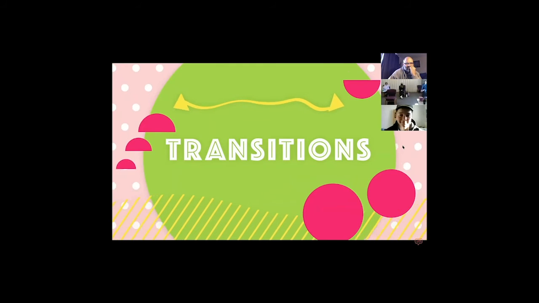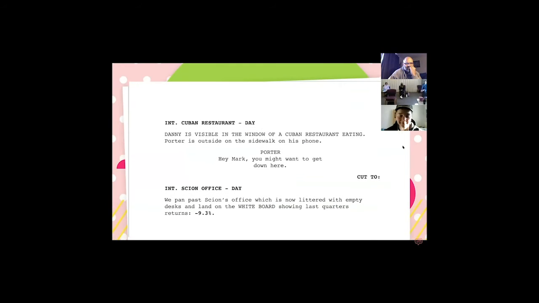Transitions. Put transitions right justified between two scenes. The most popular transition is cut to. It emphasizes how quickly the editor should move on to the next scene. But there's plenty of other transitions writers use.